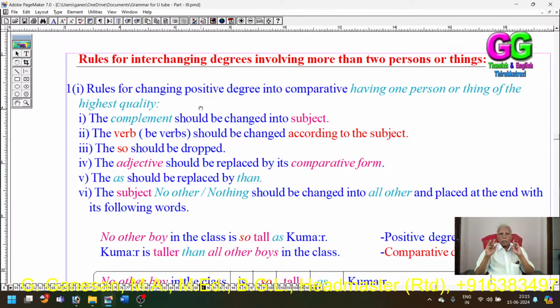Now we are going to change positive degree into comparative degree. To change positive degree into comparative, what are the rules we have to follow? Let us see the example. Here are six rules we have to follow.